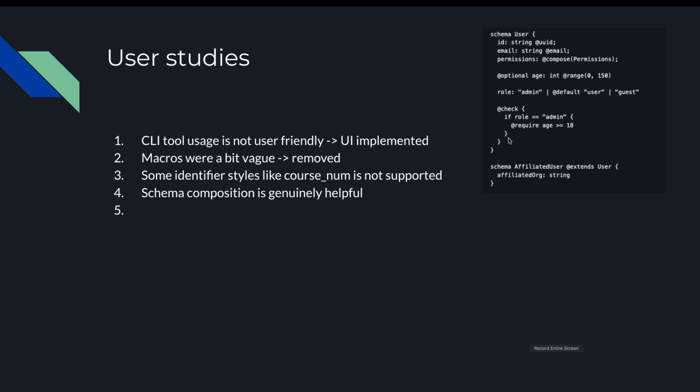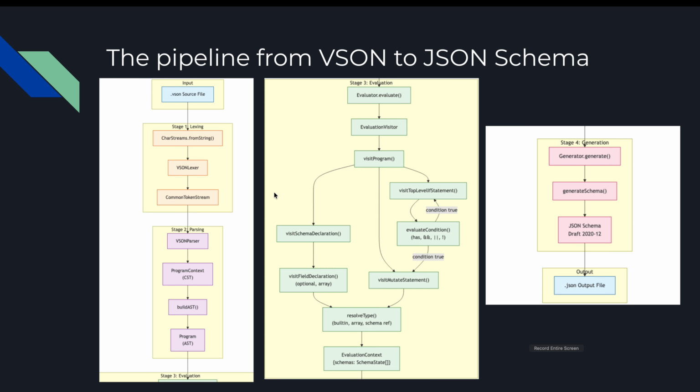Initially, we also wanted to stick with macros and union data types, but it wasn't very helpful. So we removed them entirely. We also supported identifier styles like course-name instead of Pascal case. And our users also told us schema composition was genuinely helpful. This is our whole pipeline from VSON to JSON schema, all the way from lexing, parsing, evaluation to generation.